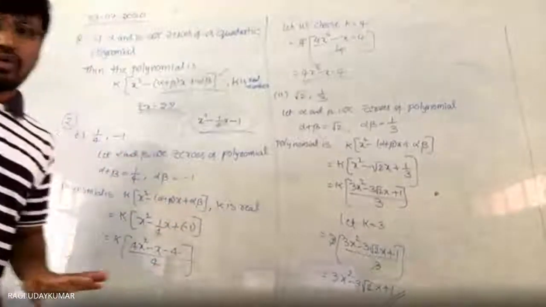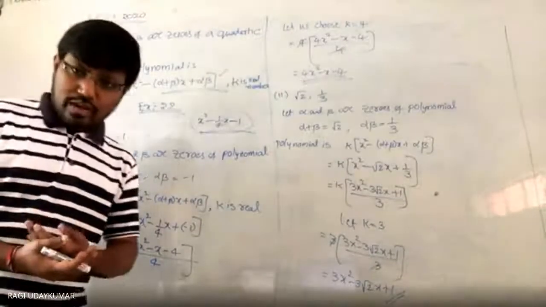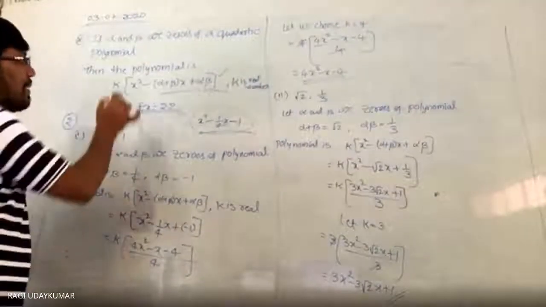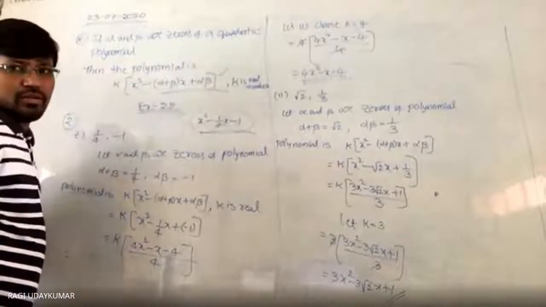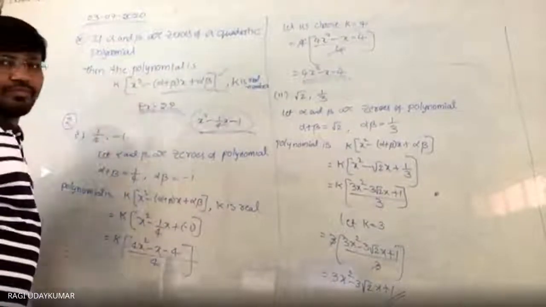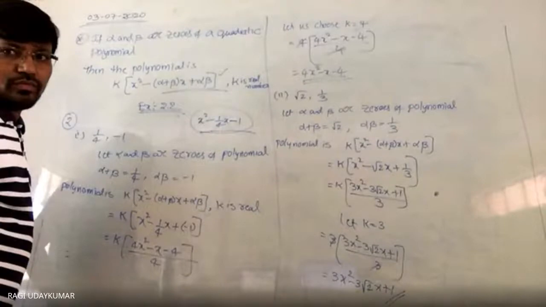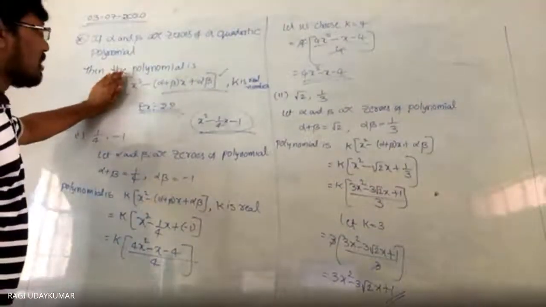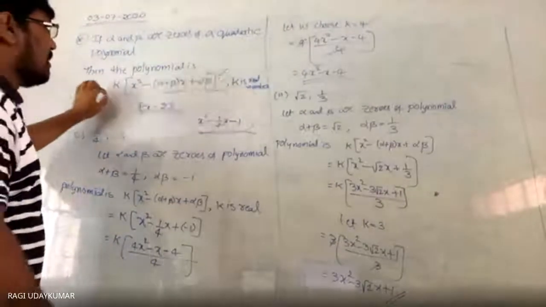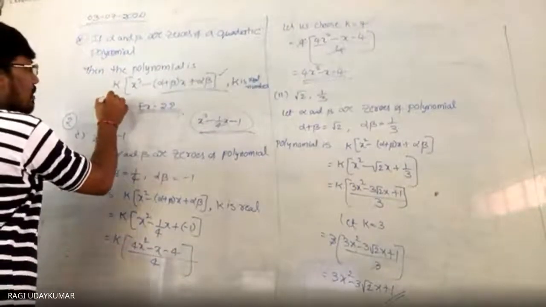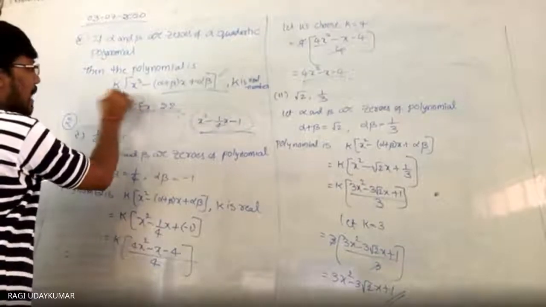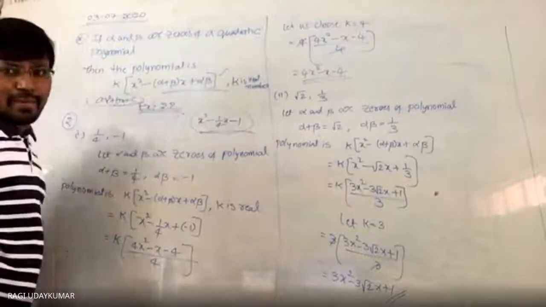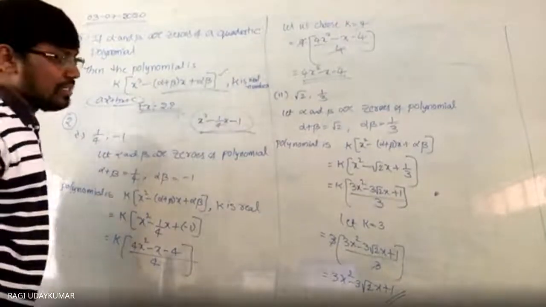You can write the polynomial in the easiest way. See here, if you observe properly, now compare this. Remove the constant. Okay? So what is this here? In this, after removing the constant, compare it with ax square plus bx plus c. Compare the polynomial after removing this. What is a you will get?